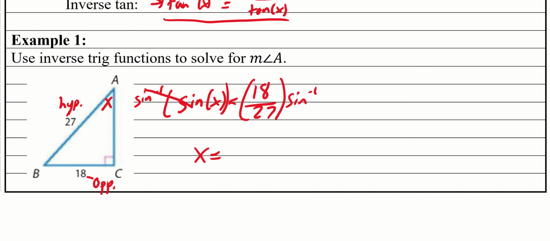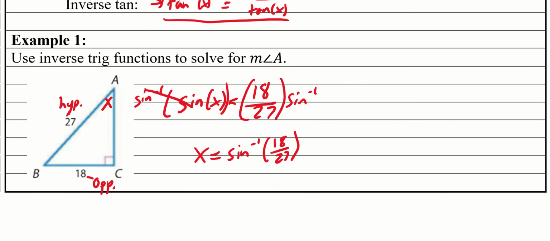So we have x by itself now, and on the other side I would write it this way: sine to the negative first power of 18 over 27, or in other words, inverse sine of 18 over 27. Now that I have this set up, your calculator can do the rest of the work.